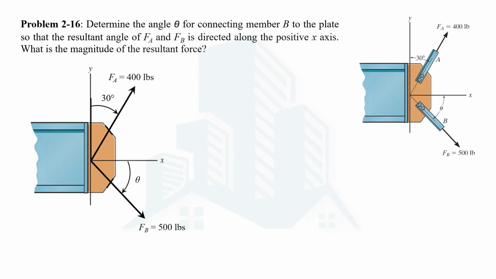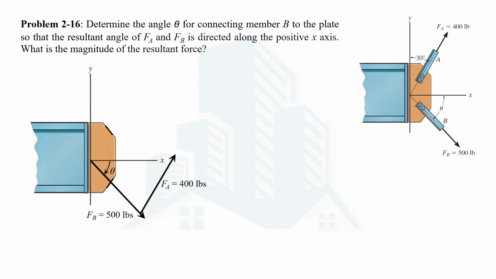So let's displace the FA force and place it at the head of the FB force, like the one you can see here. As it is given that the resultant is along the positive x-axis, that will be the closing side of this triangle. So then this will be the resultant force. Now if you look at this triangle, we don't know this angle, and we don't know this angle as well, because we don't know theta, so we cannot determine this angle.